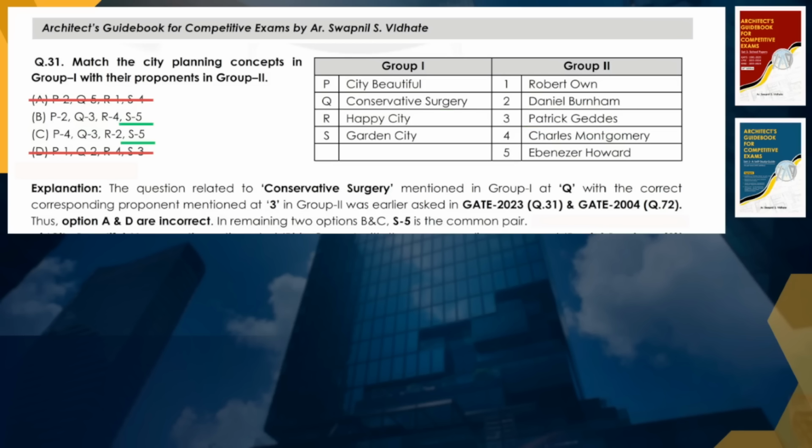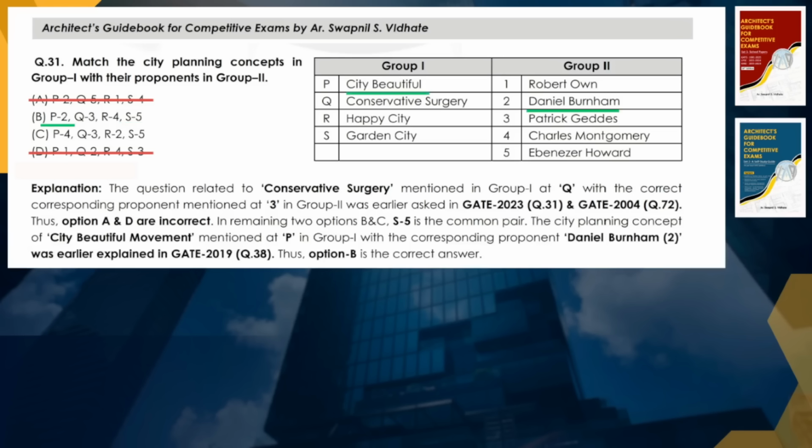Then the deciding pair, right? As I said, S5 is the common pair. The deciding pair will be the pair P. The City Beautiful Movement was proposed by Daniel Burnham, and the question related to this particular concept was explained in GATE 2019 at question 38, right? So P4 is not the correct pair, which is mentioned in option C. So C will be the incorrect one. So only option B is the correct answer. If you are aware of any 2 to 3 concepts, you can select the correct option in match the pair questions. So option B will be the correct answer for this question 31.